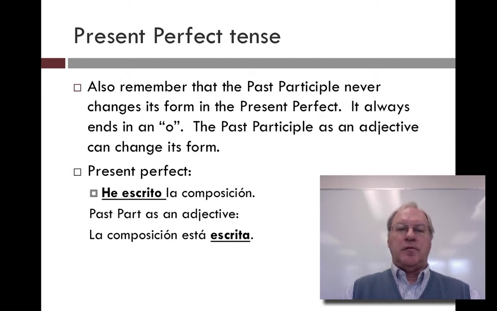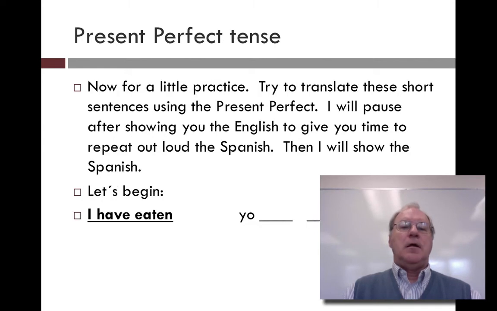Also remember that the past participle never changes its form in the present perfect. It is always an o on the past participle. Past participles as adjectives can change their form, but that's not the case with the present perfect. He escrito la composición. I have written the composition. Escrito would never change its form to an a. In this case, it is not an adjective. But if you make it la composición está escrita, in that case, the escrita is an adjective for la composición, therefore feminine.